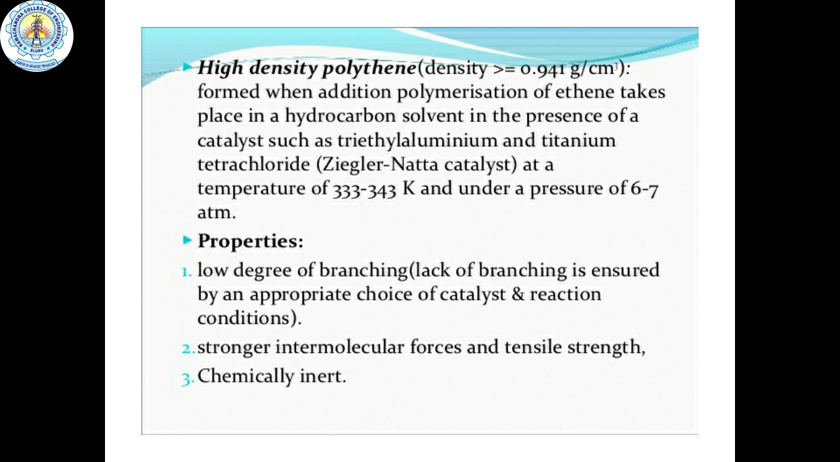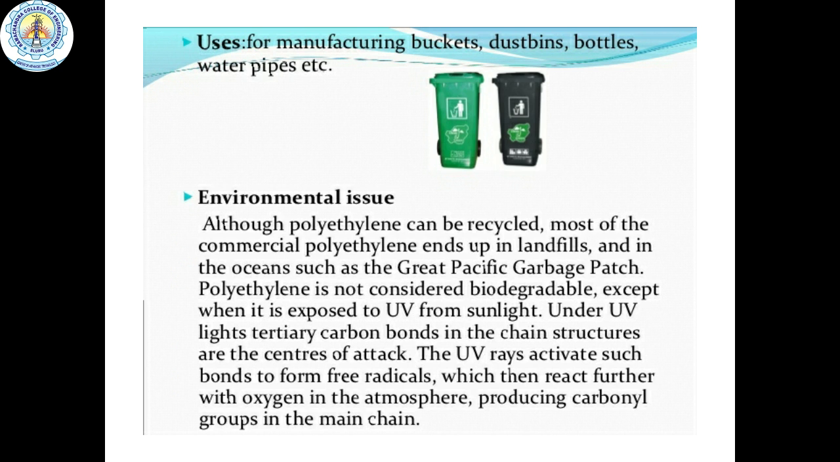The properties of the high density polythene are that it has a low degree of branching, and it has stronger intermolecular forces and tensile strength. It is chemically inert. Coming to the uses of high density polythene, it is used for the manufacturing of buckets, dustbins, bottles, water pipes, etc.